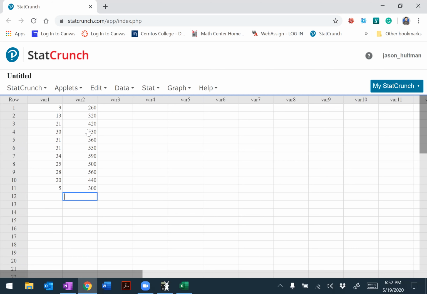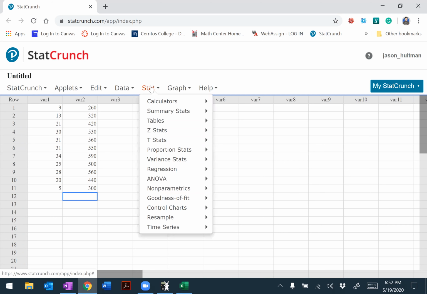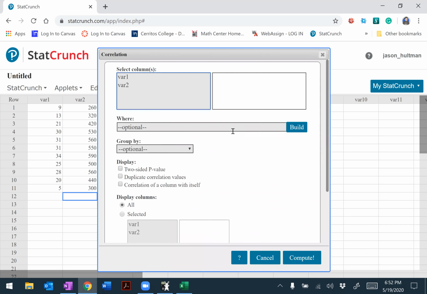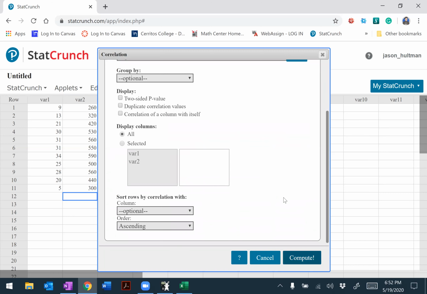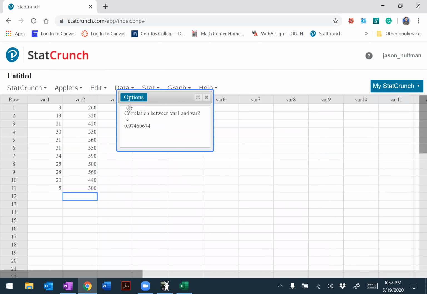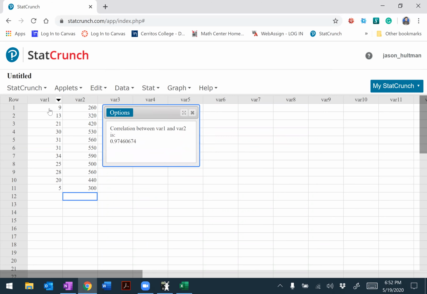Okay. So first, let me show you how to get the correlation coefficient here. I'm going to go to Stat, Summary Stats, and Correlation. That's it. How are we going to get R? It says select your columns. I'm going to select both of these with Shift, and go to Compute. It says the correlation between column 1 and column 2 is 0.9746. Boom. That's the correlation coefficient.